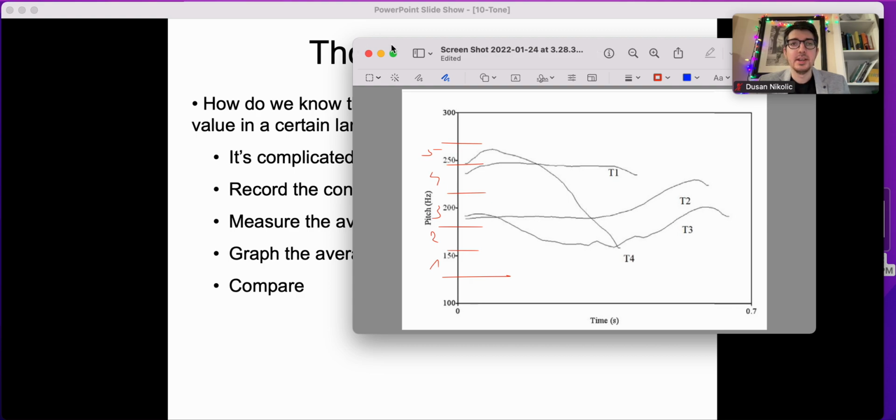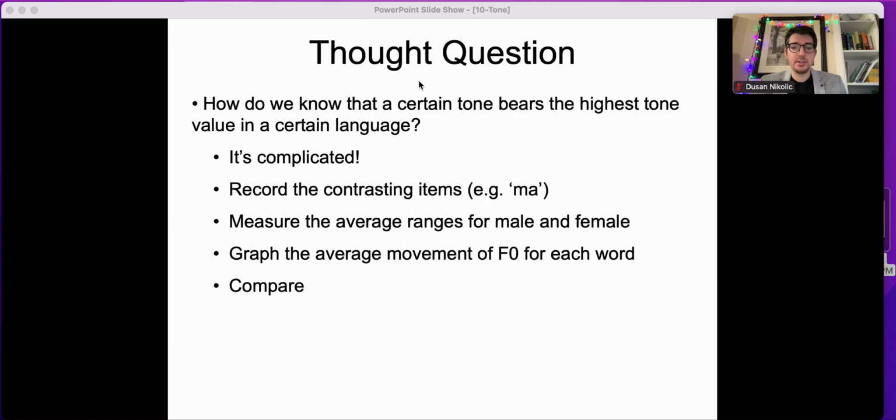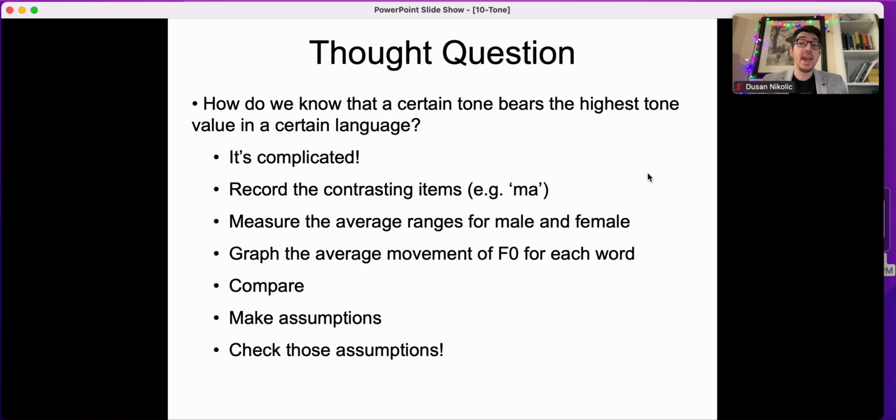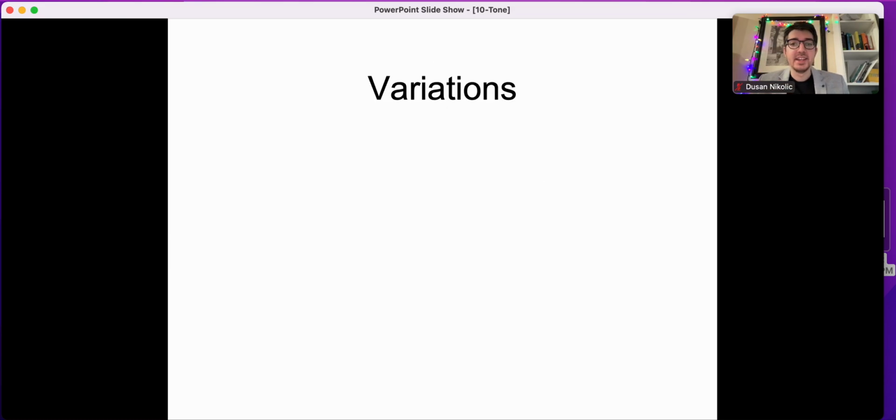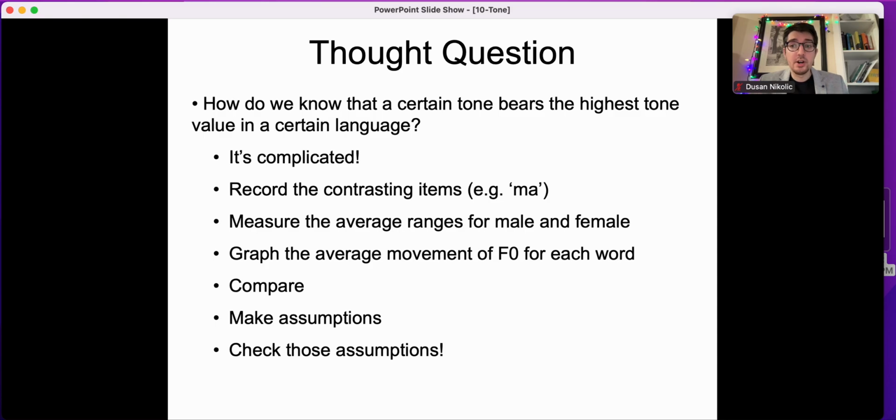And I'm sure researchers have done that much more systematically than I'm explaining right now. Based on those measurements and averages, we compare and determine what the tone is on this item across the majority of speakers, and so on and so forth. And we check those assumptions, so we go back and record more, right? That's how science works. So it's complicated.